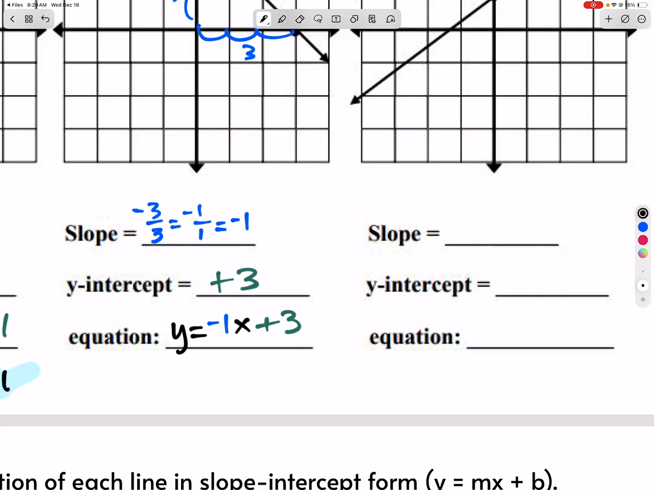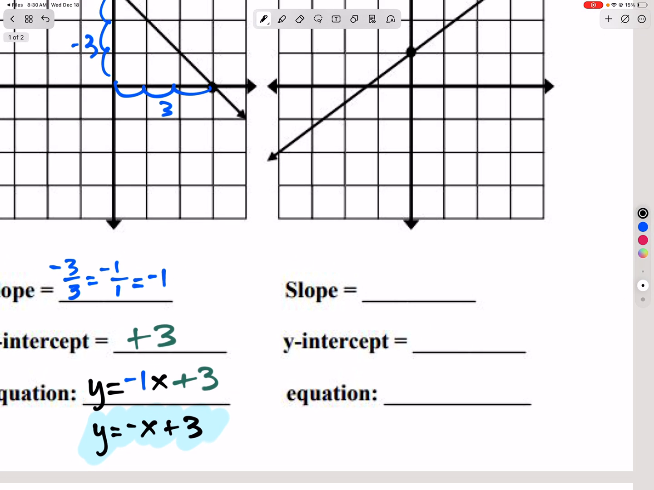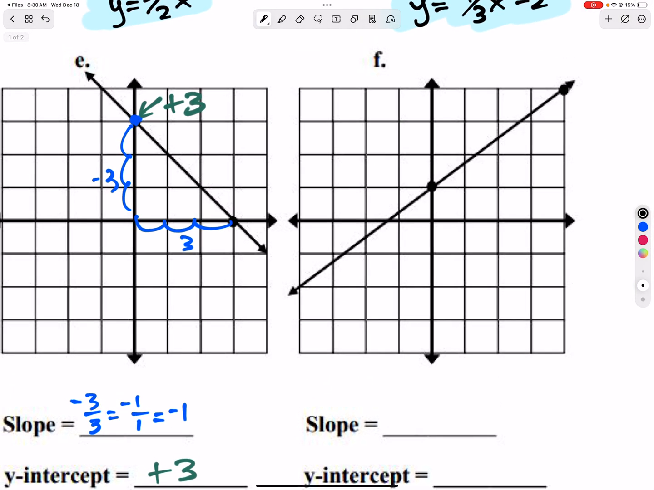Also, I am very cool with just having -x, because a -x implies that there's a -1 there. And most books and textbooks are going to just have y equals -x. So either one is correct, okay? But the -x is what you're going to see through most things that are published.